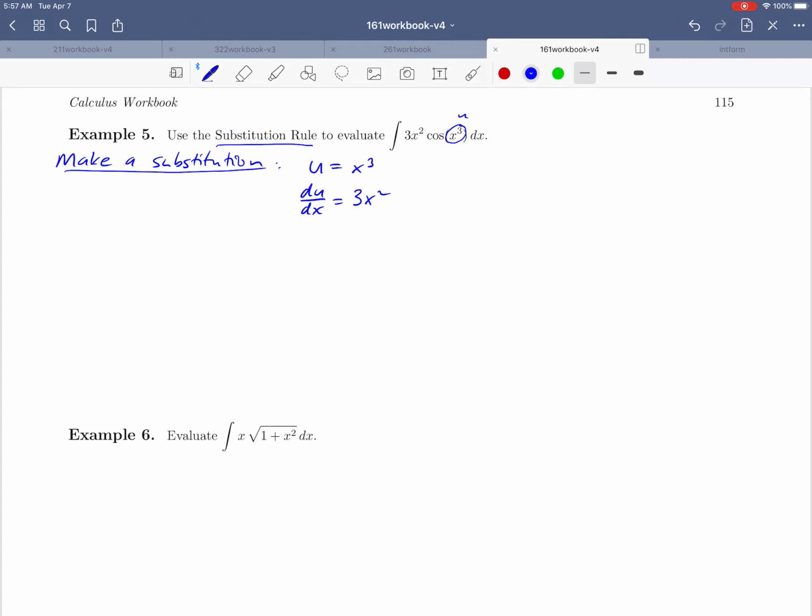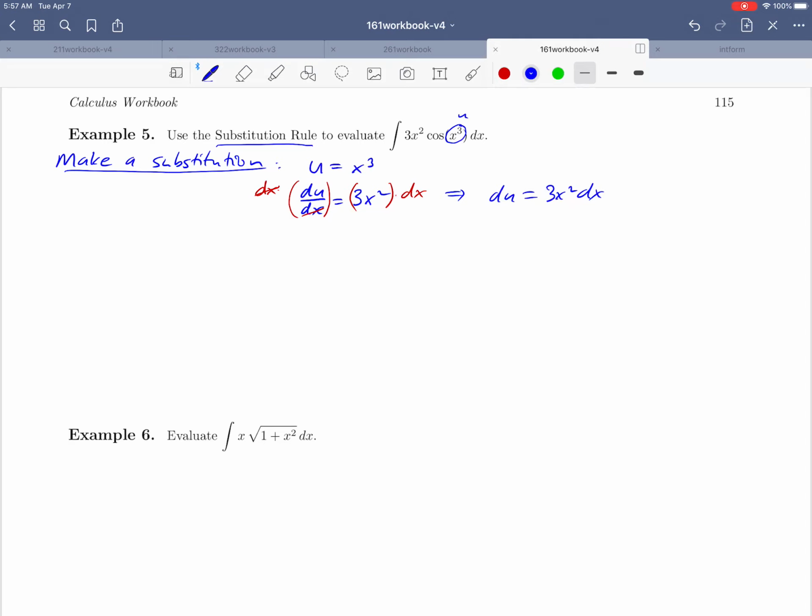The next step is going to seem a little bit unusual the first time you see it. The du dx that we have, think of that as a fraction, du over dx. If you think of it that way, it becomes possible to multiply both sides by dx, the denominator. We do that as a way of getting rid of the dx on the left-hand side, and that turns this equation into an equivalent one that looks like du equals 3x squared dx.